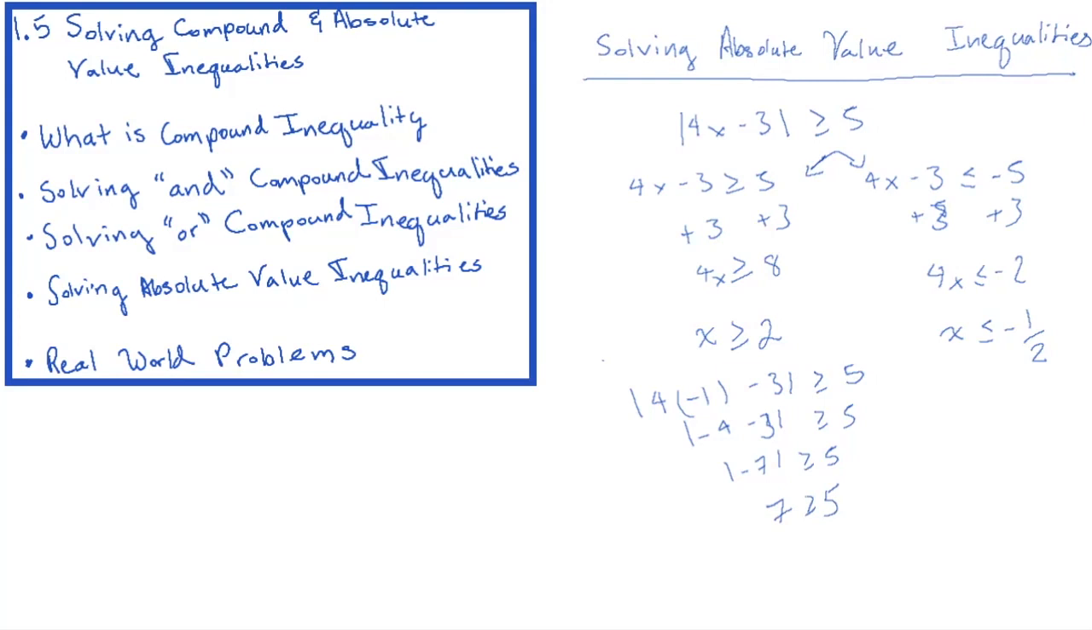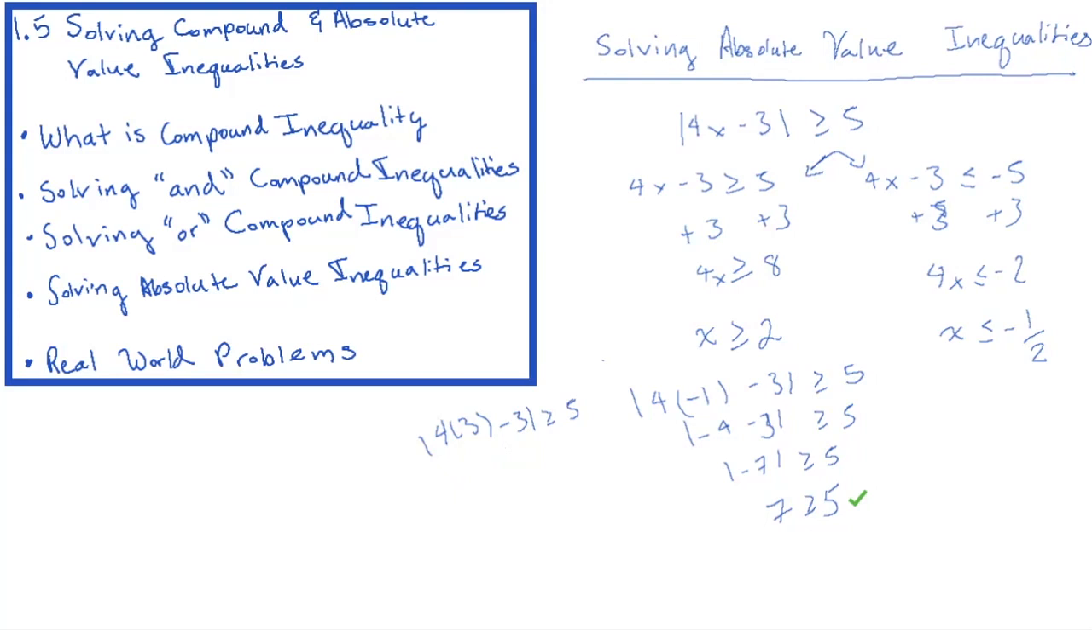This definitely checks out. So, all right, let's check one that's greater than 2. Let's see if we can find a number that is greater than 2. 3 is greater than 2, so we can check 3. So we have 4 times 3 minus 3 greater than or equal to 5. So we've got the absolute value of 4 times 3 minus 3 is greater than or equal to 5.